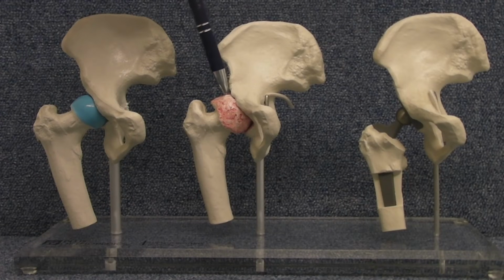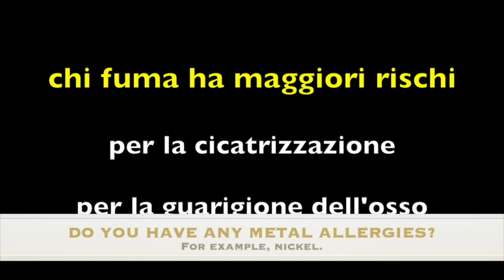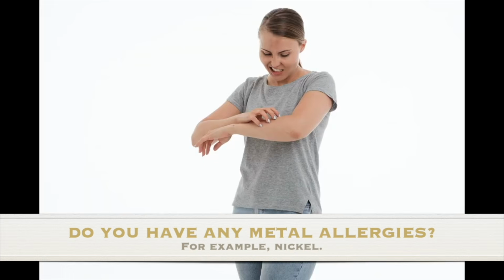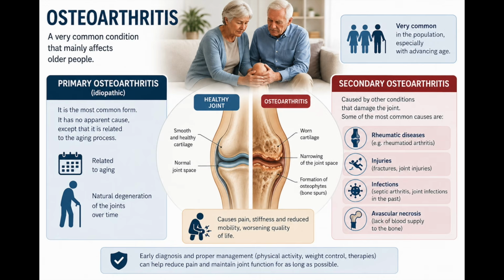When we operate on the hip, we simply replace the worn parts of the joint with artificial components, mostly made of a metal alloy. The presence of metal in the prosthesis suggests informing your surgeon if you are allergic to metals, such as nickel. Osteoarthritis is a very common disease in the population, especially affecting the elderly.